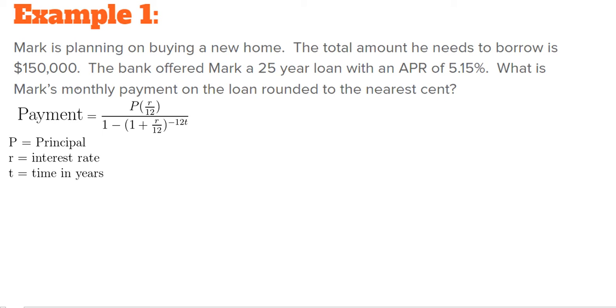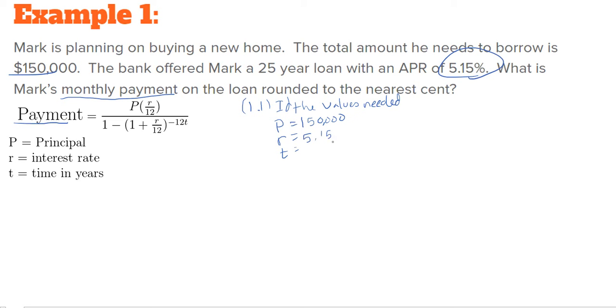So we are asked to find the monthly payment. So we're going to do that. The first step is to identify the values needed. We need to know the principal, the rate, and the time. The principal is the amount borrowed, and we're borrowing $150,000. The rate is the percentage in the problem, 5.15, but we're going to convert it to 0.0515, and then the time in years is 25.